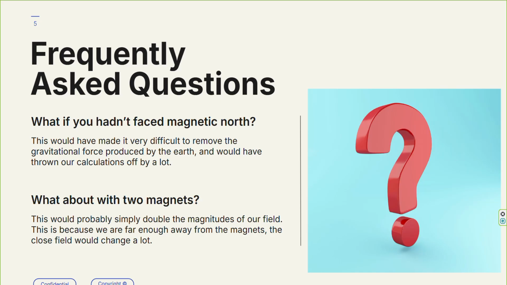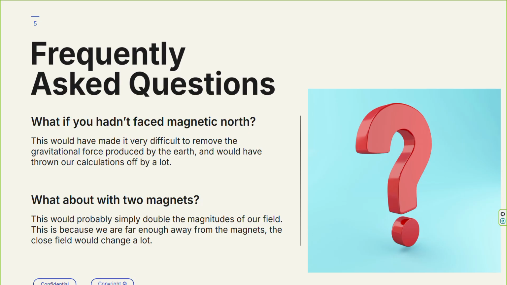Some frequently asked questions: what if we hadn't aligned our magnet and tester with magnetic north? This would have meant that the magnetic field from the Earth would have been included in our findings from the tester, and so it would have skewed our results, and we wouldn't have been able to trust that we were just measuring the magnet, because we would have been measuring the magnet and the magnetic field produced by the Earth.